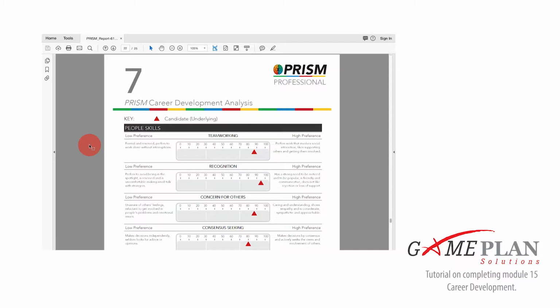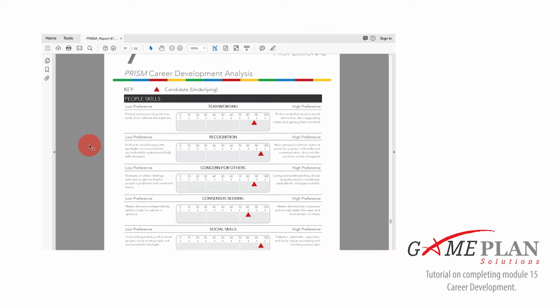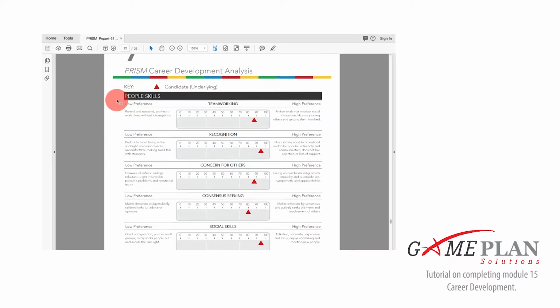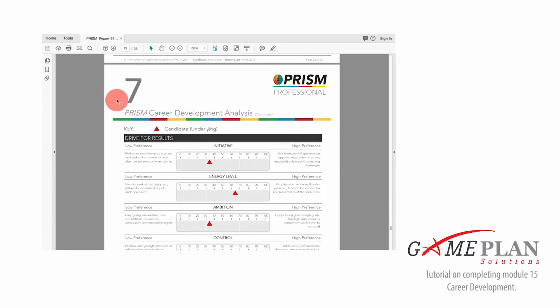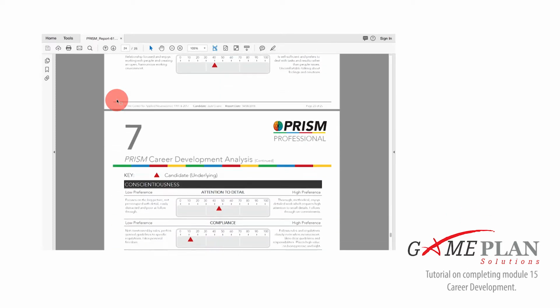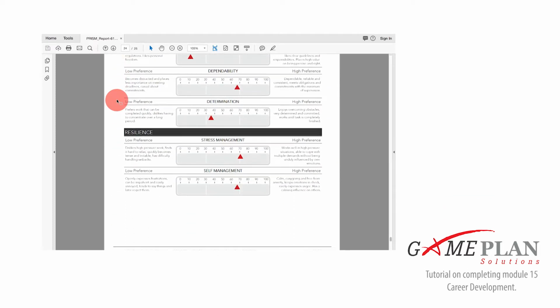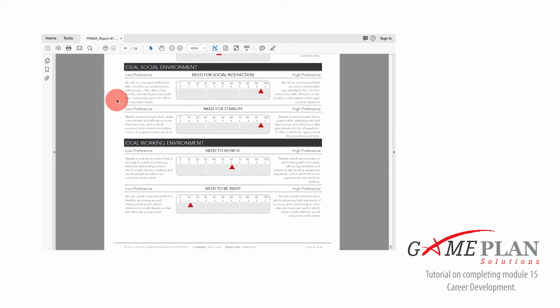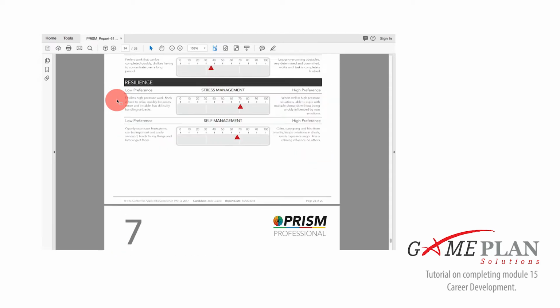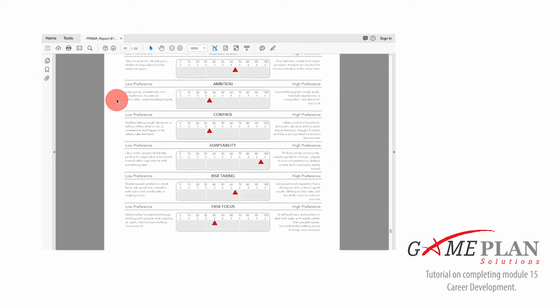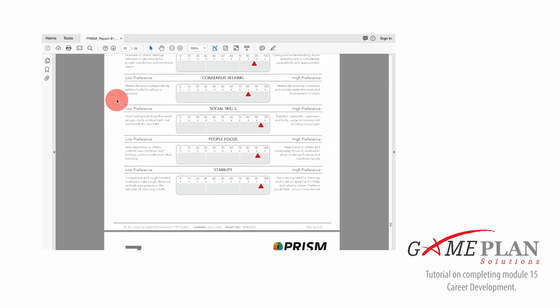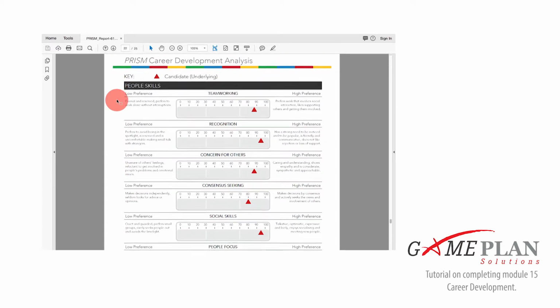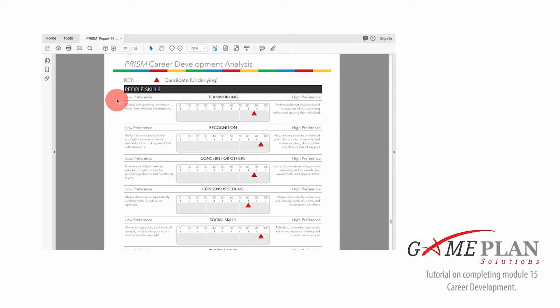Within the Prism Career Development Analysis section, you will see there are a number of different categories. The first category is people skills, then drive for results, then conscientiousness, resilience, and thinking skills, ideal social environment, and ideal working environment. So there are a number of really key pieces of insight here that relate to your own personal behavior and personal behavior preferences.